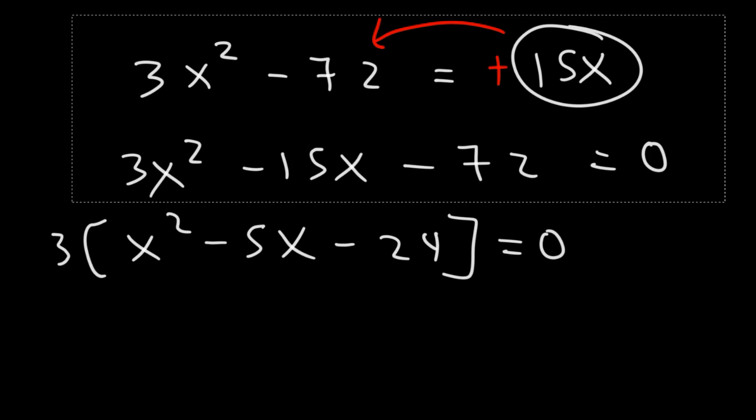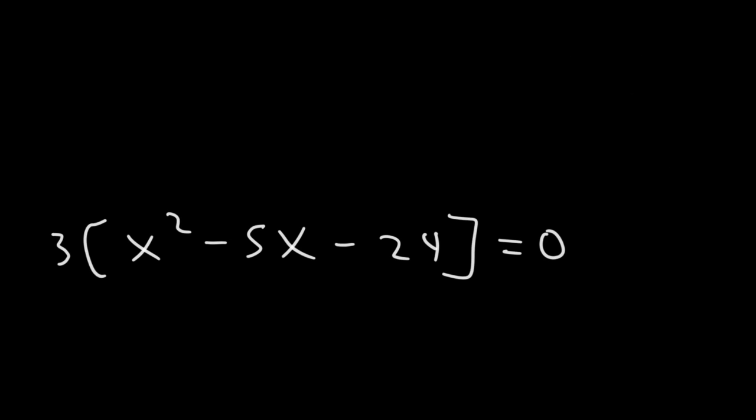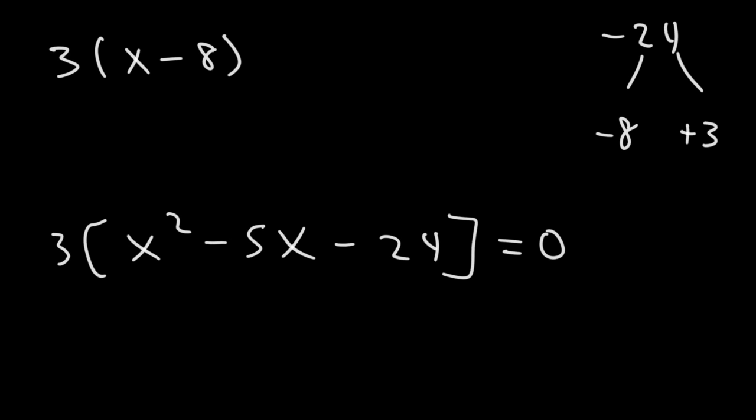So now let's identify two numbers that multiply to negative 24 but add to negative 5. Right now we could ignore the 3. So the two numbers will be 8 and 3. 8 times 3 is 24. But we need it to add up to negative 5, so we're going to use negative 8 and positive 3. Negative 8 plus 3 is negative 5. So this will be x minus 8 times x plus 3.